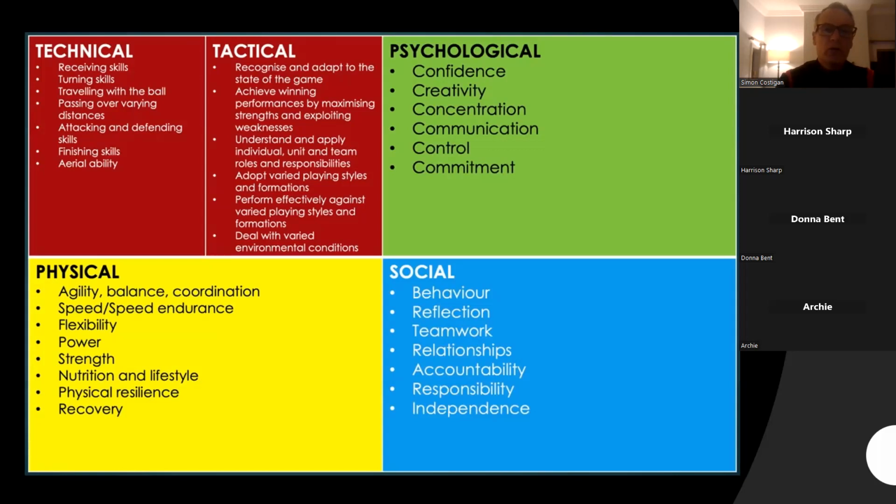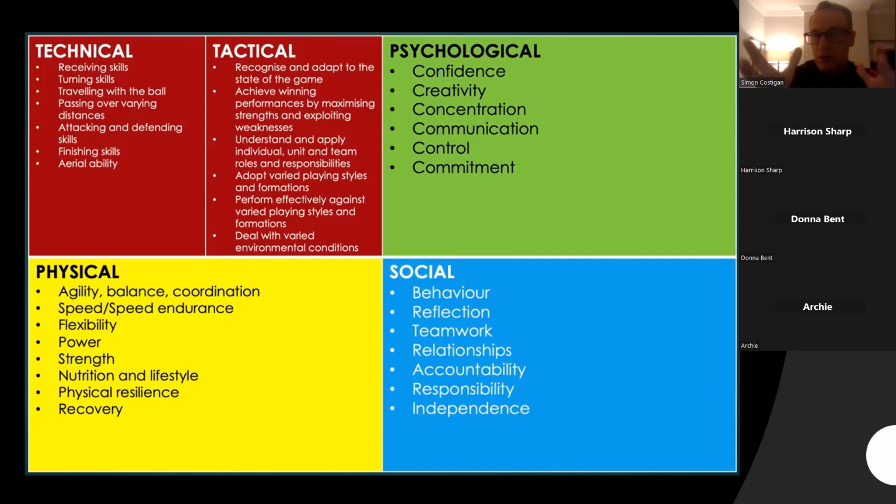So in terms of psychological and social, psychological is all about confidence, creativity, concentration, control, commitment. These are the kinds of things that we've talked about before. Confidence comes, confidence goes. So if you're suffering from a lack of confidence, what I'd like to think is that you're confident enough to have that conversation with the coaching staff.